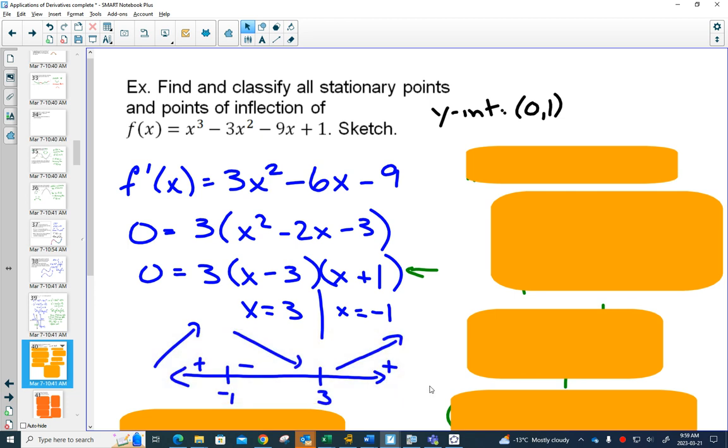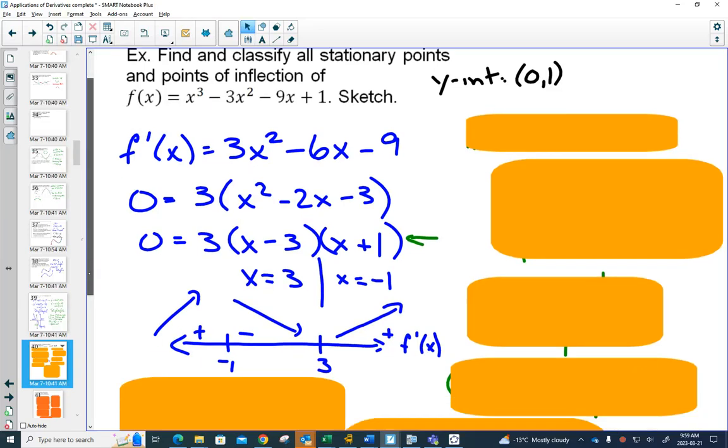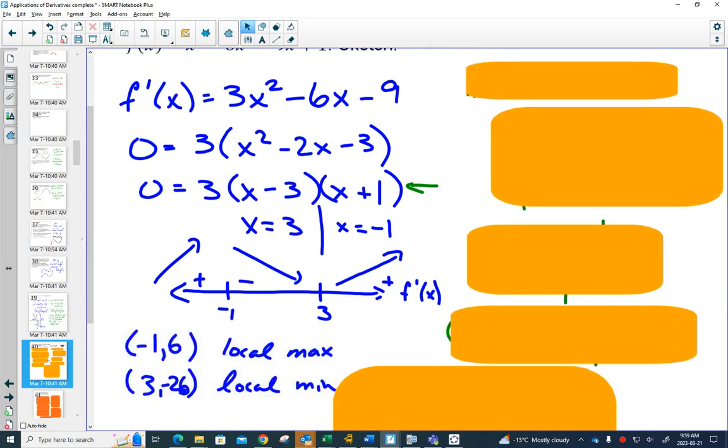Here's our number line for our derivative. And again, I like to label this number line with our derivative to remind us that that's where we plug numbers into. Because you're plugging numbers into all sorts of things. So I'm going to plug in values into my factored form, and I find out increasing, decreasing, increasing, which tells me that those are maxes and mins.